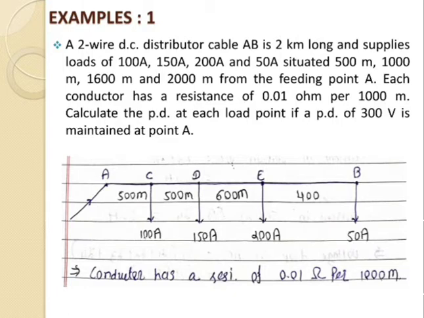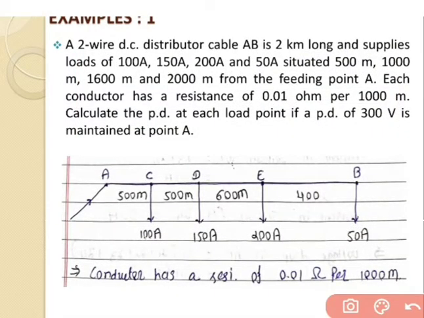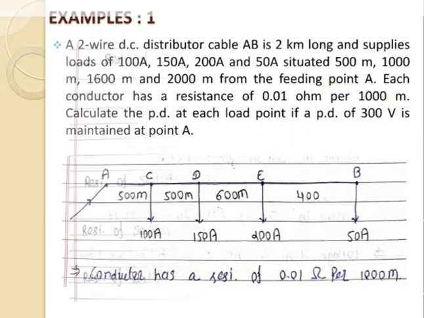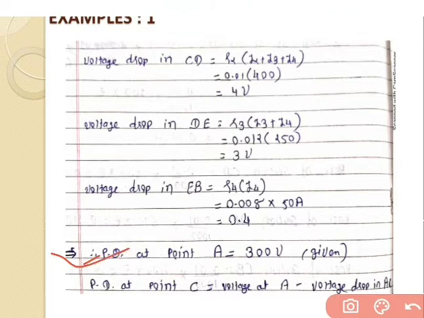Calculate the potential difference at each load point, which means we have to calculate the voltage at point A, point C, point D, point E and point B, and that is the final step. There is one statement given inside the problem: if a potential difference of 300 volt is maintained at point A, which means VA is equal to 300 volt. So here we have assumed that the potential difference at point A is equal to 300 volt, that is given.